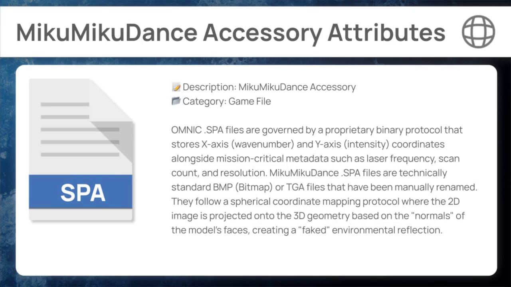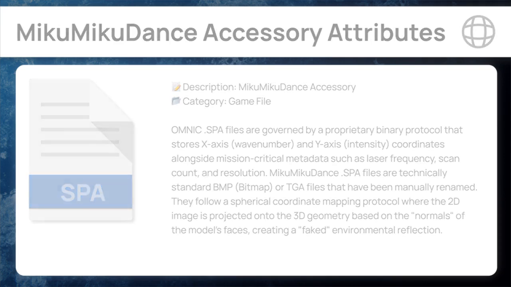MikuMikuDance SPA files are technically standard BMP, bitmap, or TGA files that have been manually renamed. They follow a spherical coordinate mapping protocol where the 2D image is projected onto the 3D geometry based on the normals of the model's faces, creating a faked environmental reflection.